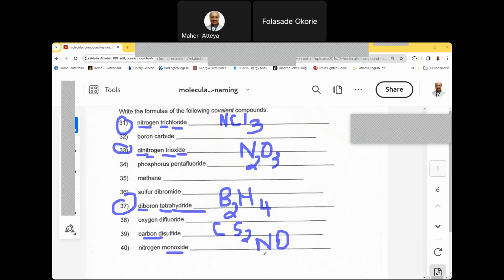Monoxide, not mono-oxide, so it means one oxygen. Understood. One is NO. Yeah, this is easier than.